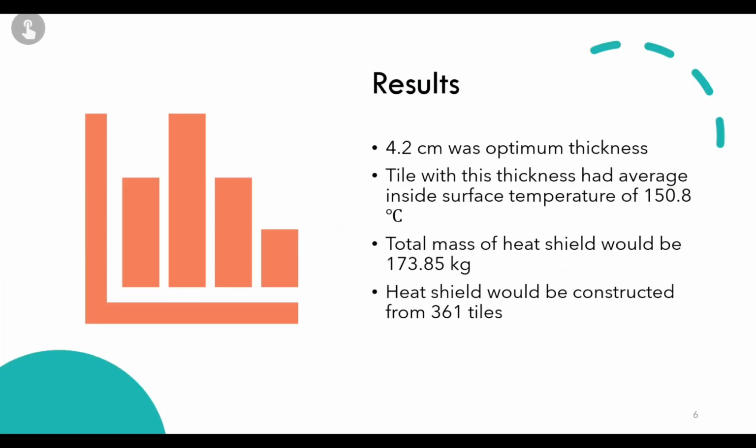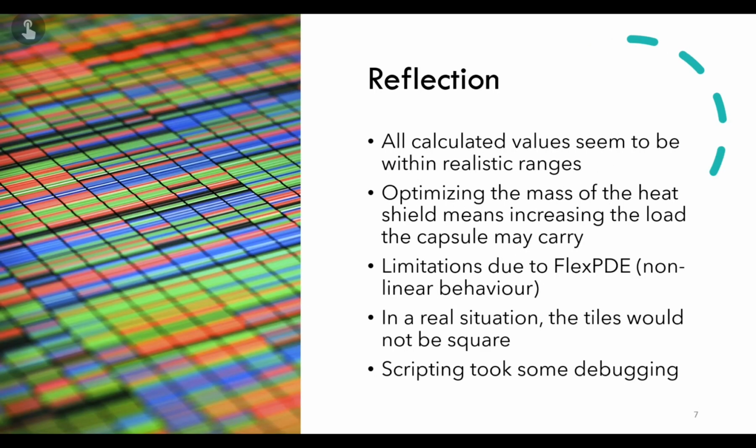Now, my results found that the 4.2 centimeter thick tile was the optimum thickness, and this had an average inside surface temperature of 150.8 degrees Celsius at the end time of the simulation, and it would have a total mass of 173.85 kilograms. It would need 361 tiles for construction.